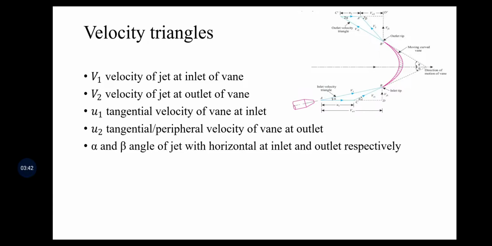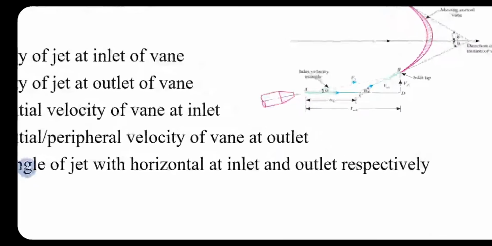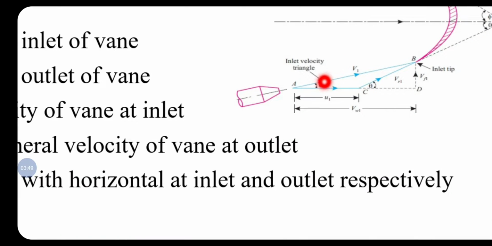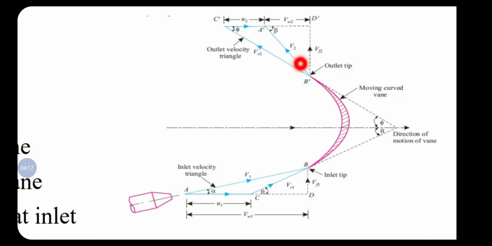The next parameters concern the angles, alpha and beta. Alpha is the angle made by the velocity V1 of the jet at the inlet tip with respect to the horizontal. This is the horizontal line, once again parallel to our x-axis, and the velocity V1 of the jet makes an angle alpha with respect to the horizontal, whereas beta is the angle made by the velocity V2, the velocity of the jet leaving the tip, with respect to the horizontal. So this is about alpha and beta.